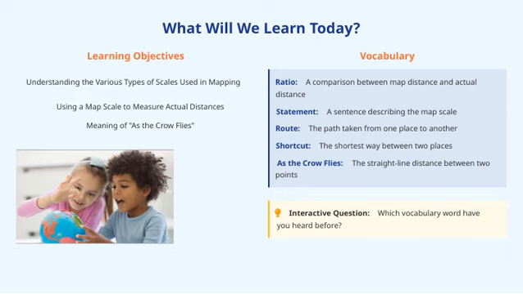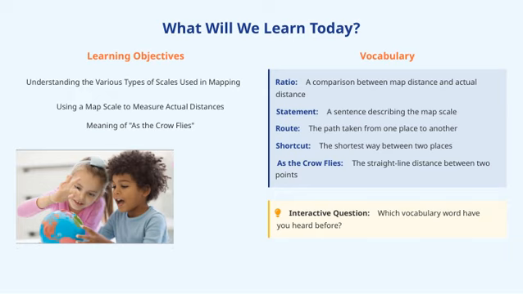2 points. We'll review some important vocabulary words, such as ratio, which is a comparison between the map distance and the real-world distance. For example, if the ratio is 1 to 100,000, it means 1 unit on the map equals 100,000 units in real life.